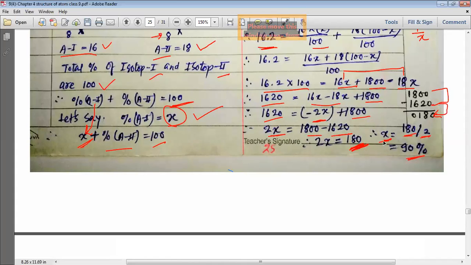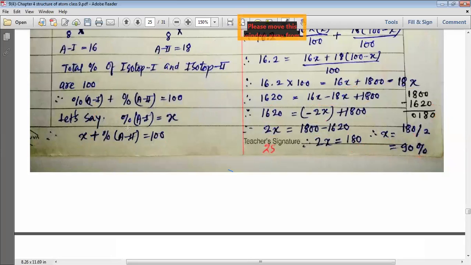So my dear students, the percentage of isotope 1, which we have taken as X, you can see that I have written it clearly here. For that X we have got the value 90%, and that is why we can say that the percentage of isotope 1 is 90.